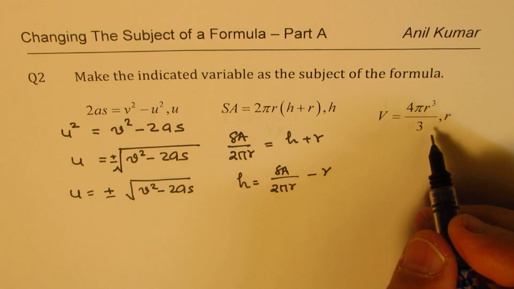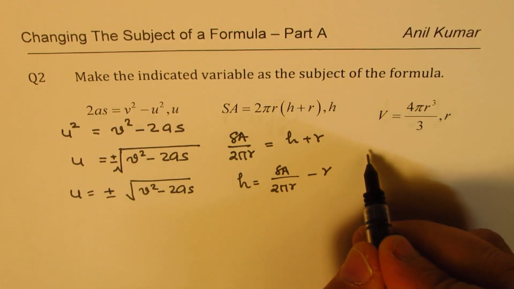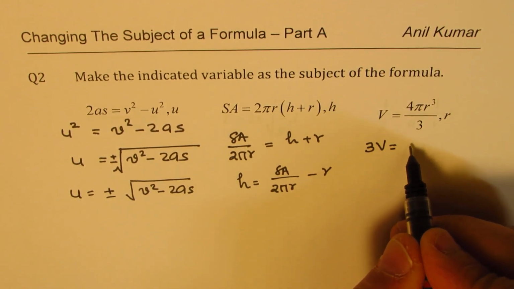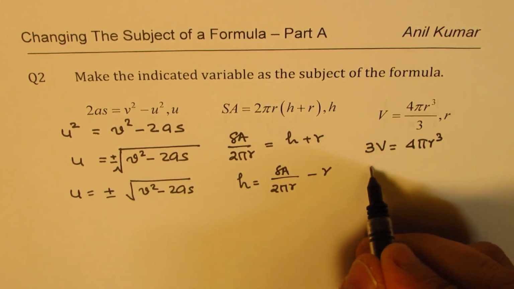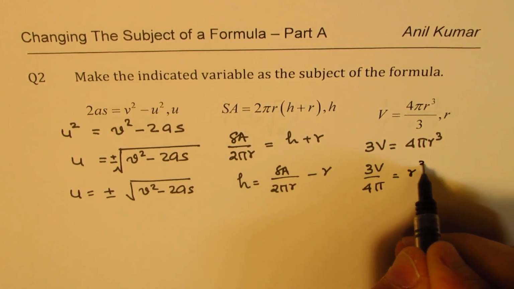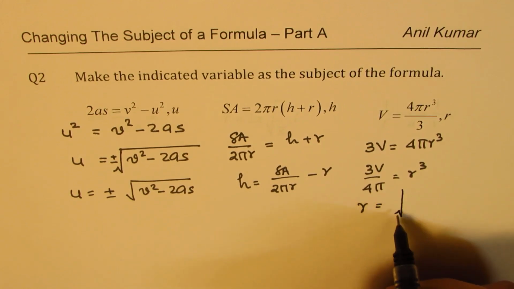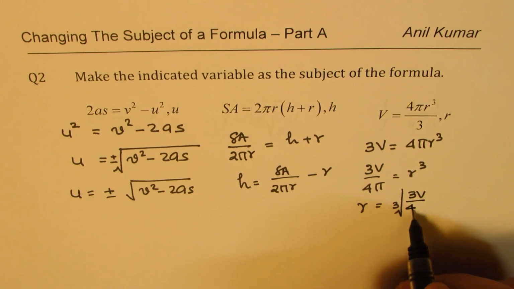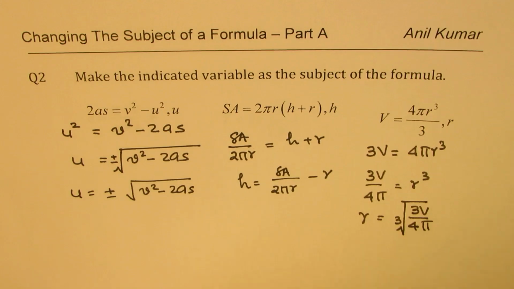The volume formula for a sphere, 4 by 3 pi r cube, is the volume. You have to find what r is. So we cross multiply: 3v equals 4 pi r cube. So we can now divide by 4 pi. So we have 3v divided by 4 pi equals r cube. And now we can take the cube root. So we can write r equals cube root of 3v divided by 4 pi. Does that make sense to you? So that is how we can do these formula 3.